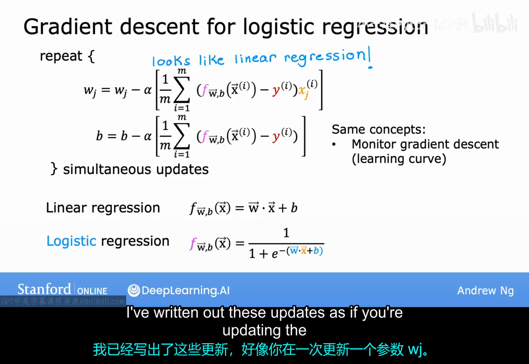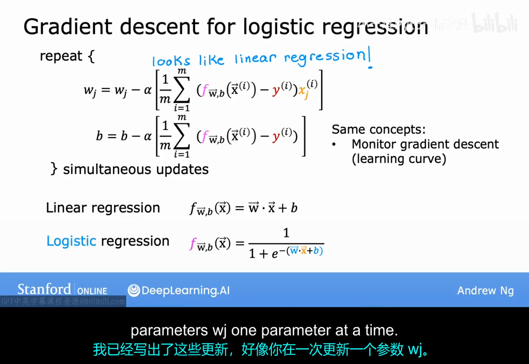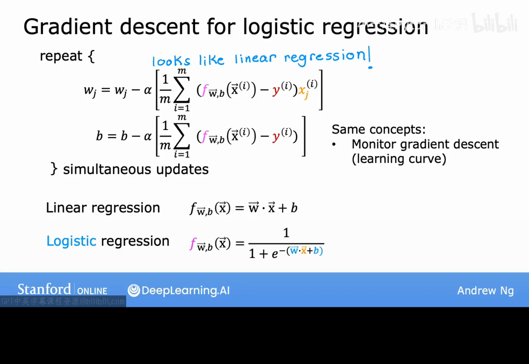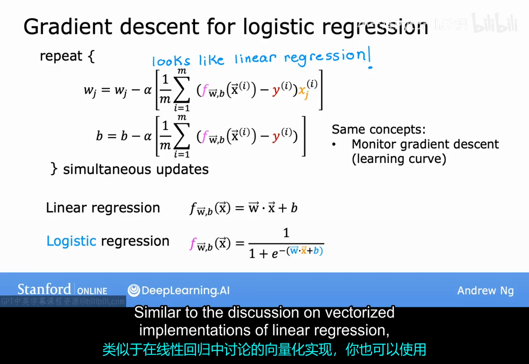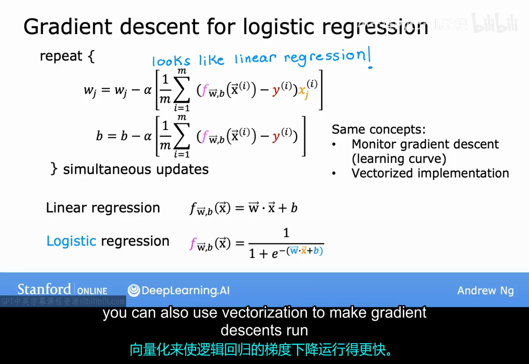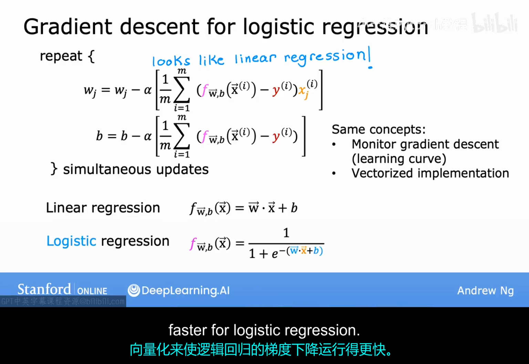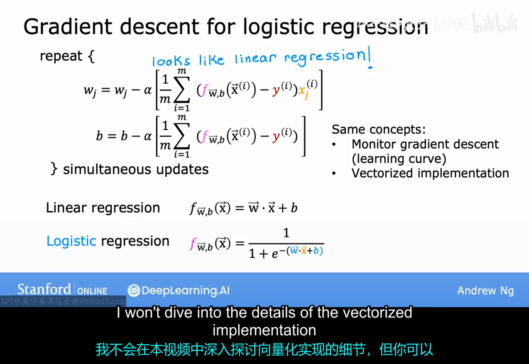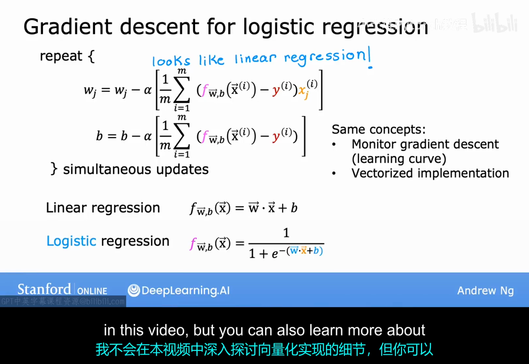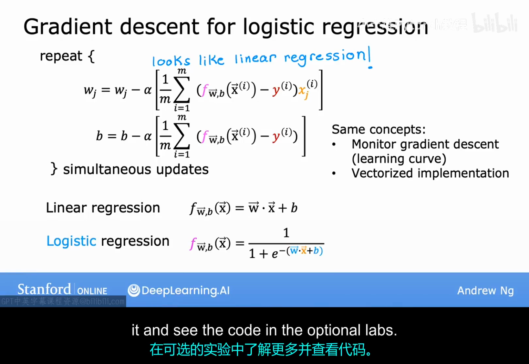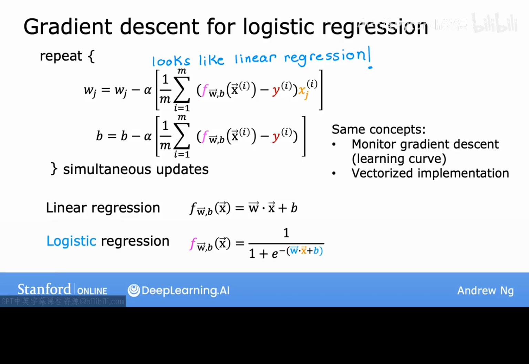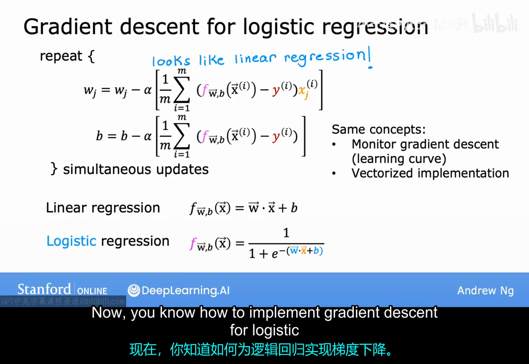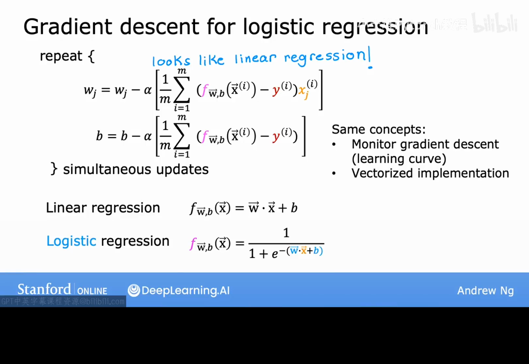I've written out these updates as if you're updating the parameters wj one parameter at a time. Similar to the discussion on vectorized implementations of linear regression, you can also use vectorization to make gradient descent run faster for logistic regression. I won't dive into the details of the vectorized implementation in this video, but you can also learn more about it and see the code in the optional labs. So now you know how to implement gradient descent for logistic regression.